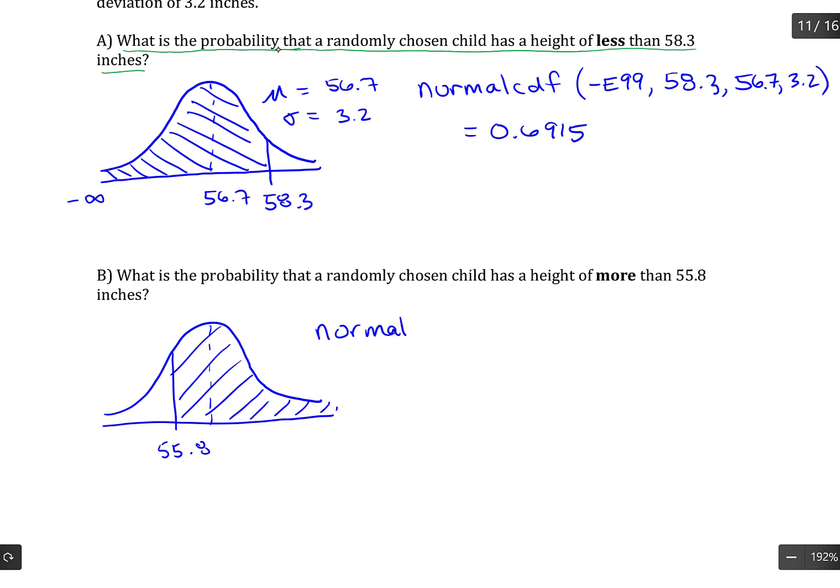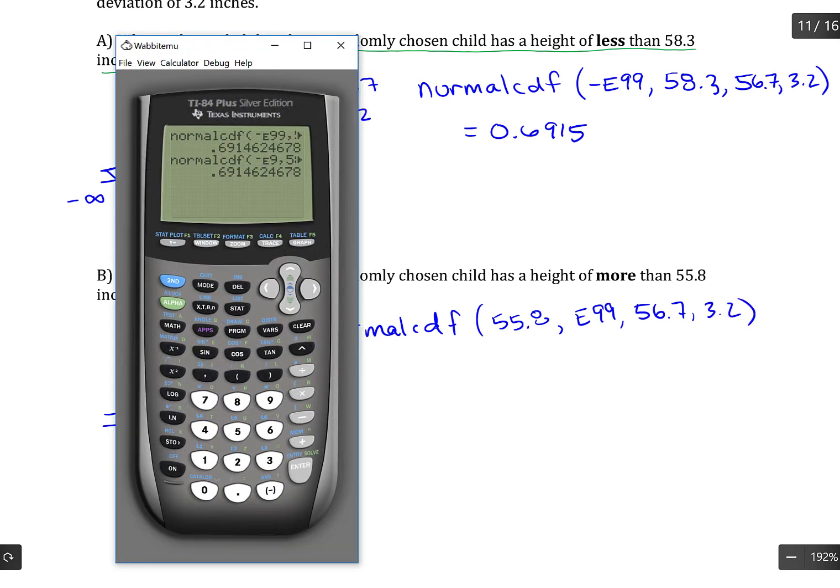So we would do normal CDF. The lower bound of this shaded region is 55.8. The upper bound is positive infinity, so positive e to the 99th, and still the same mean and standard deviation.